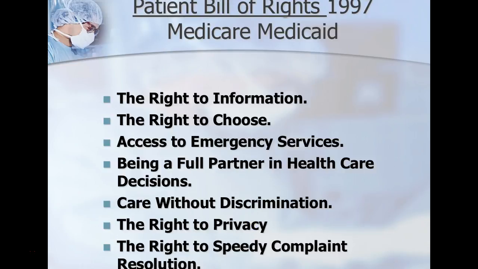So the Patient's Bill of Rights actually started out in 1972 and then was revised in 1992 and again in 1997. And for Medicare, Medicaid, the Patient's Bill of Rights looks something like this. It was the right to information, the right to choose, the right to access emergency services, to be a full partner in the health care decision, care without discrimination, the right to privacy, the right to speedy complaint resolution.